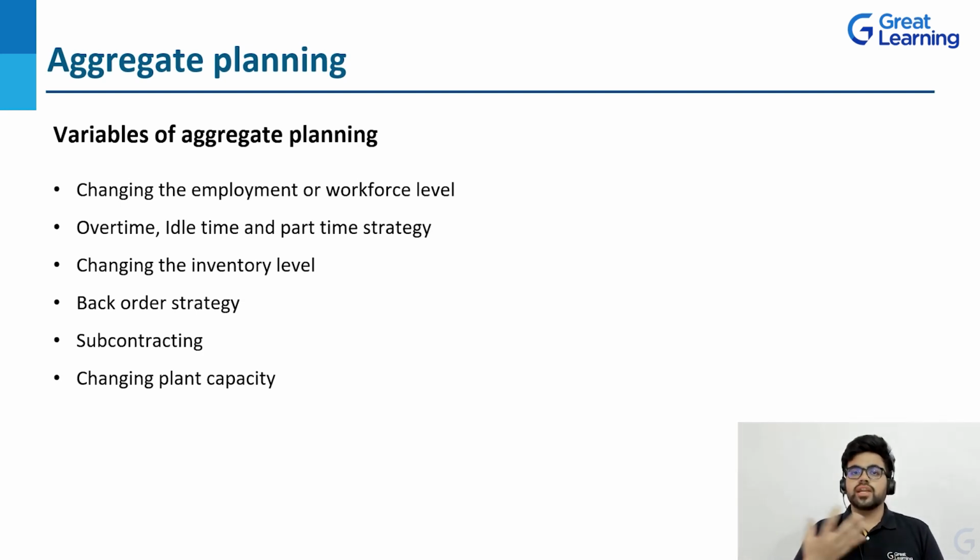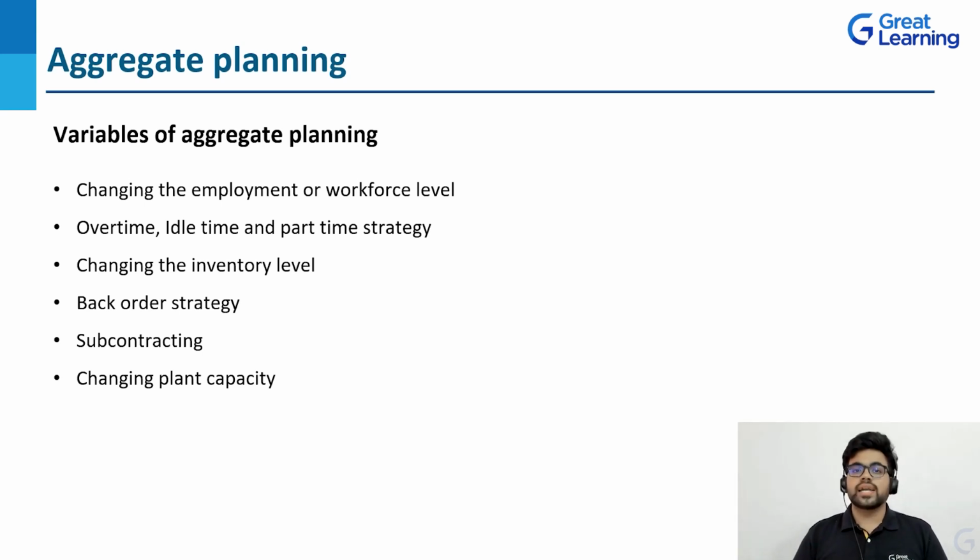For example, Diwali, right, you would plan Diwali around August or September, right? So at that time, you would want to produce more. So at that particular time, you would be hiring more people. After the festive season is over, you would lay off the employees because they are not needed for your production. So this is the first thing, that is changing the employment or workforce level.